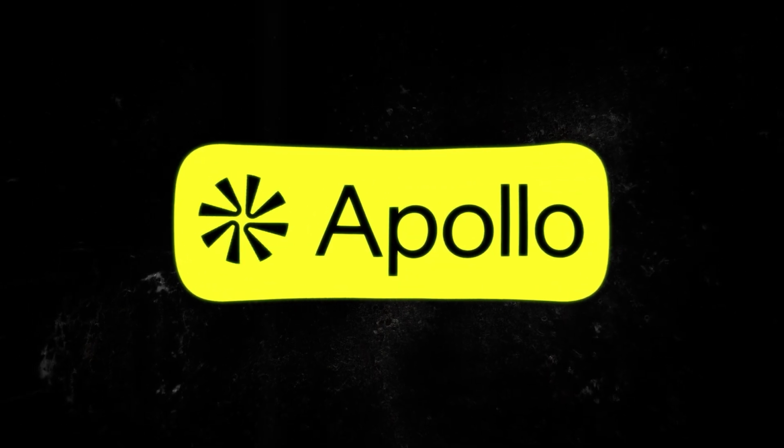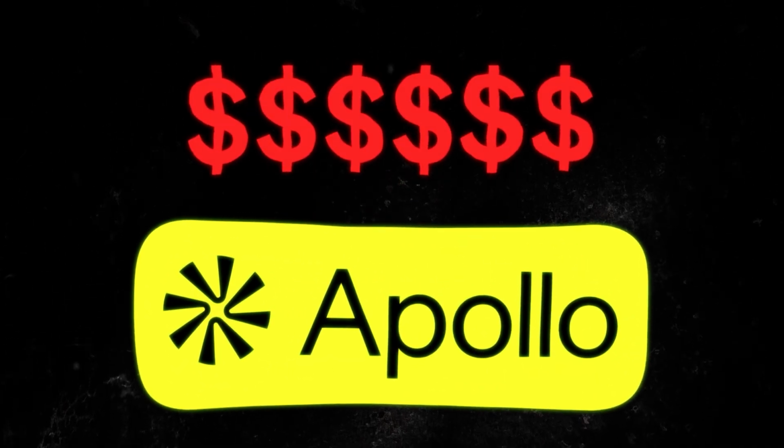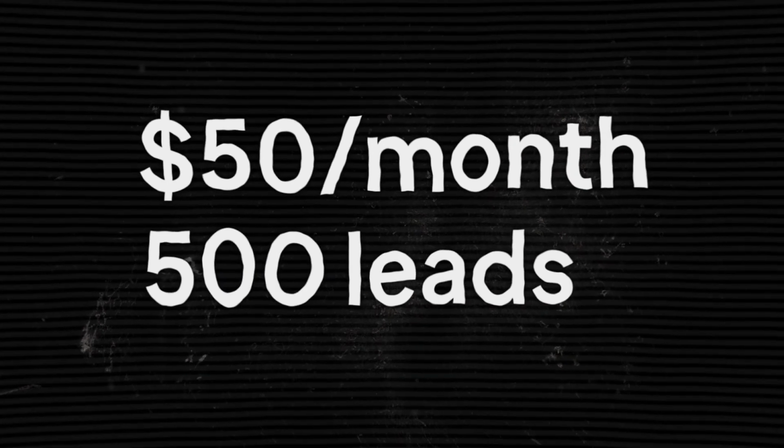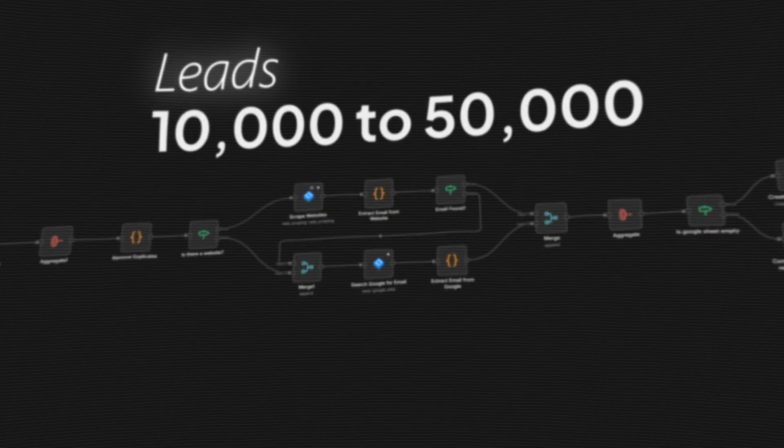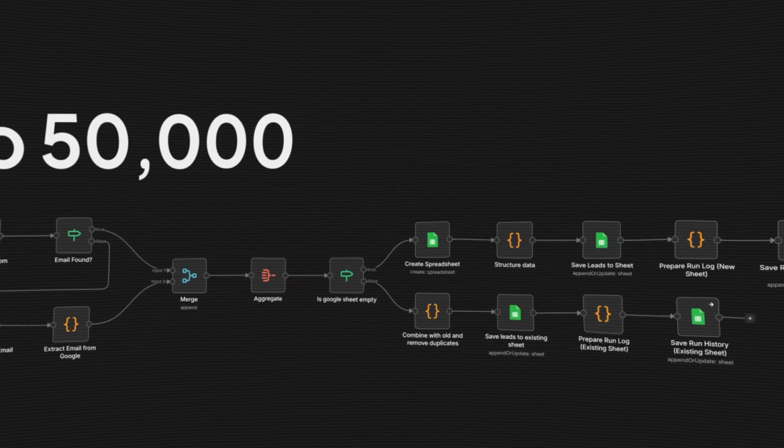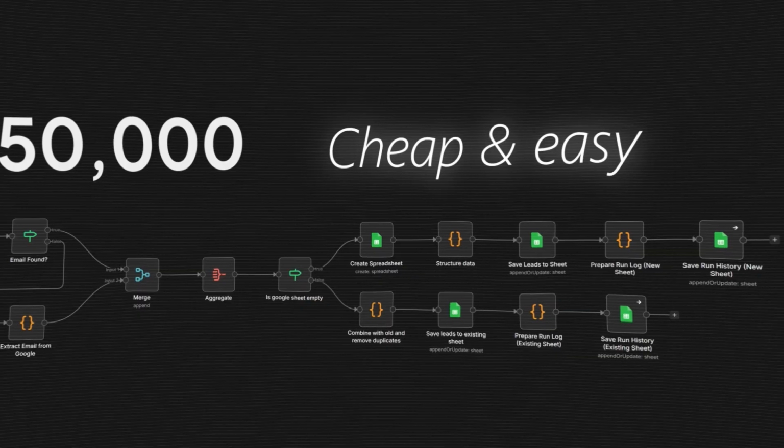Apollo is a very popular company, and that has allowed them to overcharge for their service. Currently, if I pay $50 a month, I get what, 500 leads? But leads just don't cost that much, and people are not stupid. For $50, I can get 10 to 50,000 leads with this n8n workflow. In reality, getting leads is cheap and easy.